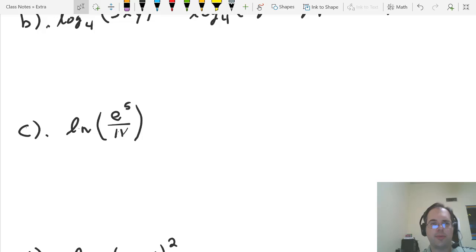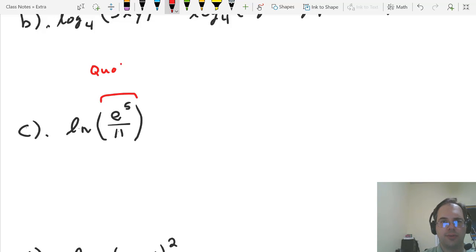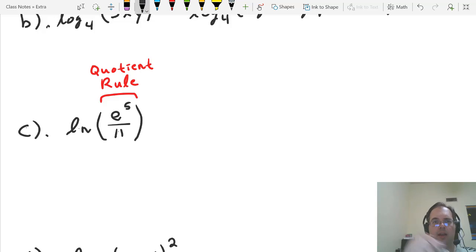Okay, here's another example where we have the ln of e to the 5th all over 11. Now since these two things are being divided inside the logarithm, this is what we refer to as a quotient rule situation. Before we go any further, just to recall that the ln is a logarithm. It's just a shorthand for log base e. So we might need to know that in some situations.